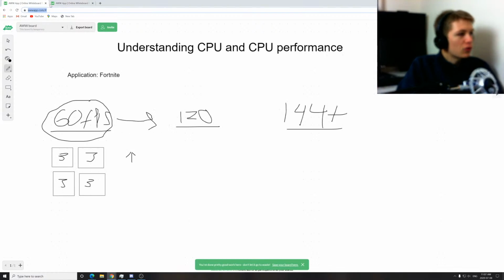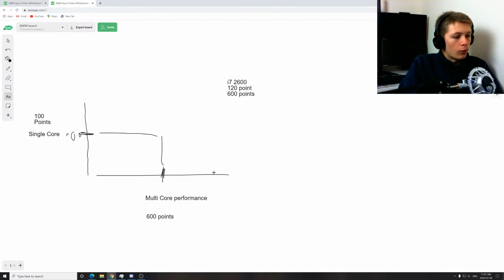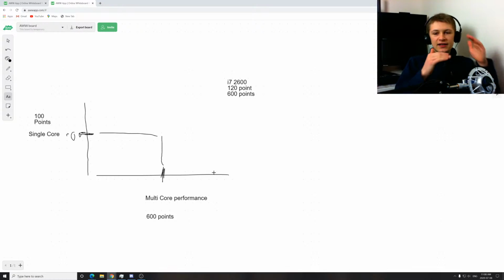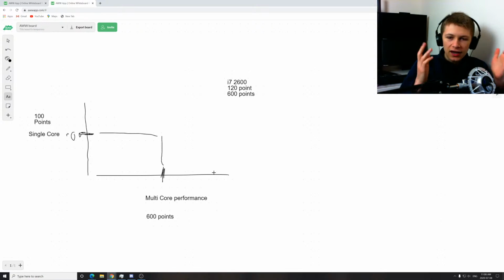Now let's say we want to run around that 120 FPS mark. As long as we have our multi-core performance covered, the limiting factor for our frame rate is going to be single core performance, because single core performance determines how high your max FPS will be, and multi-core performance determines whether or not you can run the game smoothly at that frame rate. So it's a mix of both.